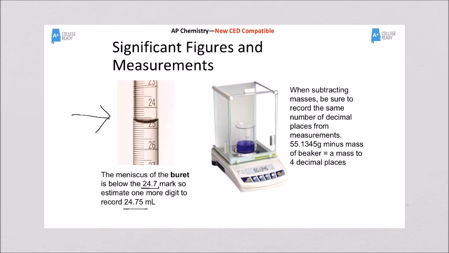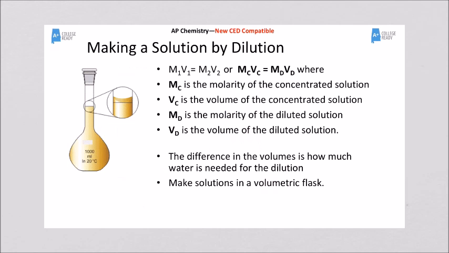As you can see on this balance, the mass was 55.1345 grams. We would want to subtract out the mass of the container, which in this case was a beaker, and we would still need to make sure that we recorded our answer to 4 decimal places, even if the last digit was a 0. Don't drop that.